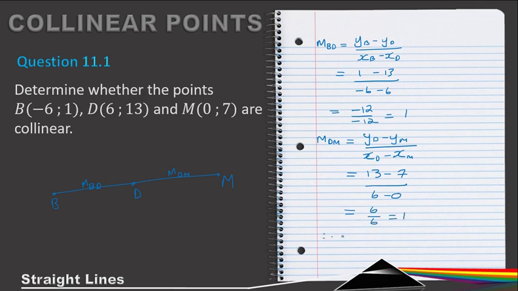So therefore, my gradient of BD is equal to the gradient of DM, and therefore the points B, D and M are collinear.